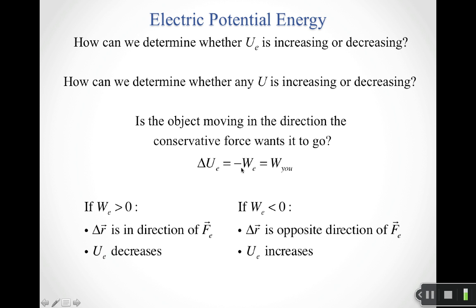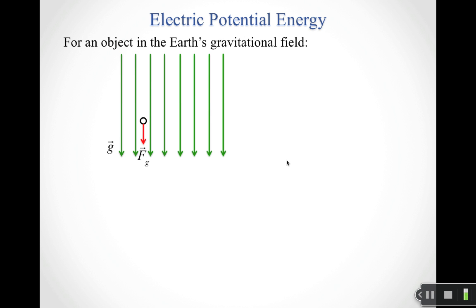The potential energy increases because the work done by the electric force was negative, but this negative sign sitting out front says the work done by you had to be positive. So you're the one that did positive work against the electric force that increased the potential energy.